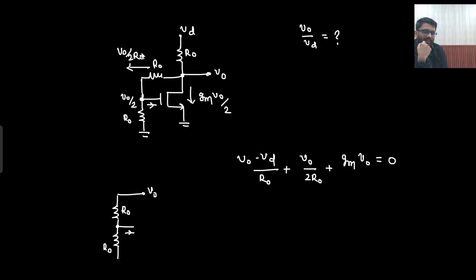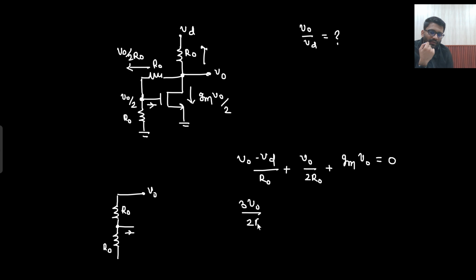This is your V naught. Basically from V naught, how many branches can I see? This R naught, the MOSFET and this upper branch. In the upper branch, how much current is going? V naught minus VD upon R naught. In the downward branch, how much current is going? gm V naught by 2. Here, how much current is going? V naught by 2 R naught. That's it.